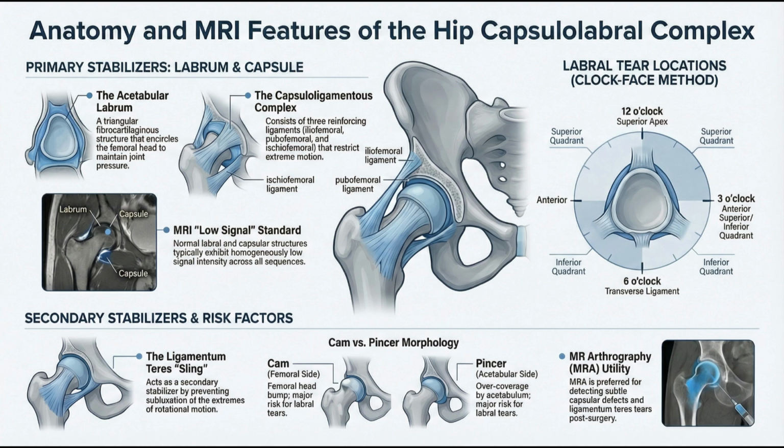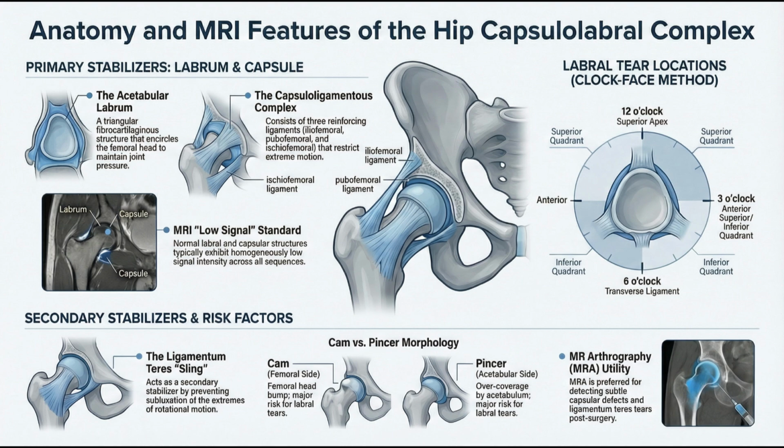Okay, so we've covered the labrum and the bone shapes that break it. Let's zoom out a bit to the container, the capsule. The capsule is the envelope that holds the entire joint together. It has longitudinal and circular fibers. And this isn't just a generic wrapper or a plastic bag. It's reinforced by the big three ligaments.